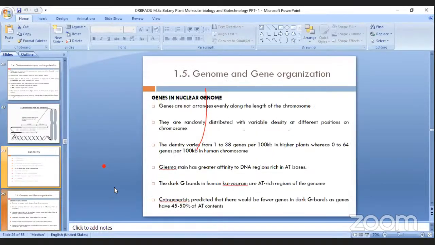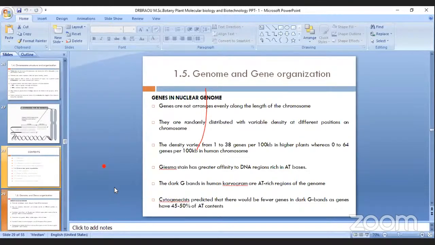Next, genome and gene organization. We'll learn about genes within the nuclear genome. Genes are not arranged evenly along the length of the chromosome. They're randomly distributed: somewhere on the chromosome the density is more, somewhere the density is very low, and somewhere you don't find genes.